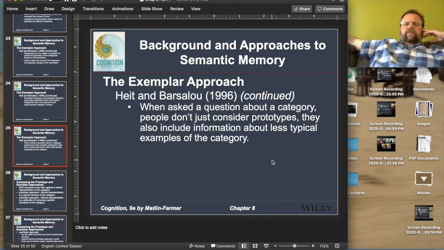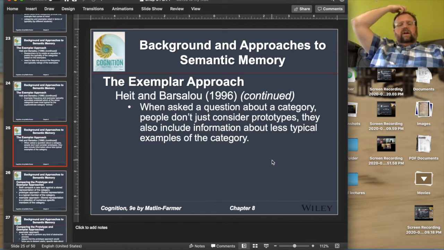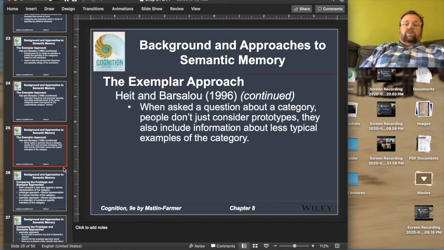Then when asked a question about a category, people don't just consider prototypes. They also include information about less typical examples of the category. We saw that this was a critique that we saw earlier: even though we have prototypes for certain kinds of categories, we still also have a certain amount of information about less typical examples of the particular category. And so because of that, it seems to suggest that other things might be going on besides just the prototype.